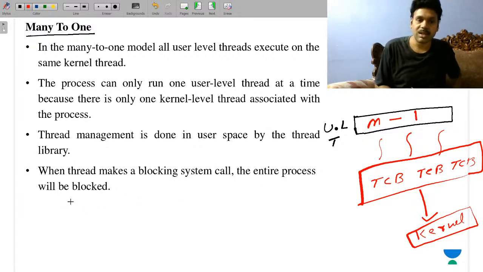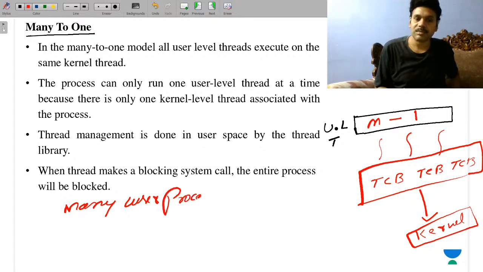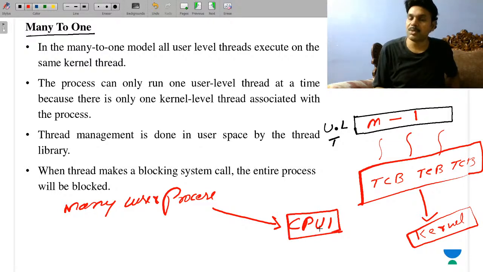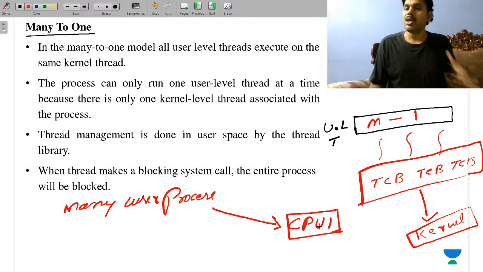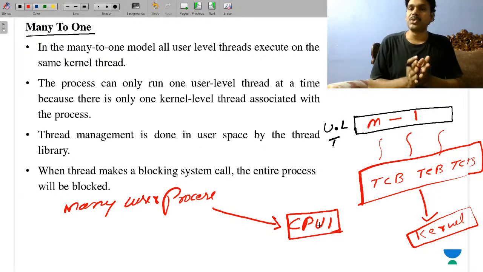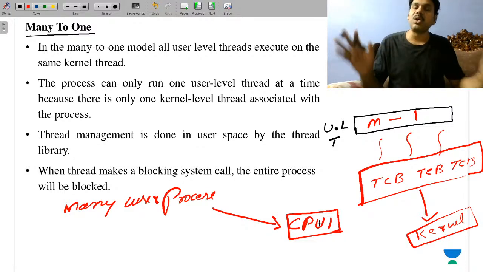Please understand. I have many user processes, but I have got only one CPU. Therefore, how many threads can you run at a time? Only one thread you can run at a time because I don't have multiple processors. When you have multiple processors, then you talk about the threading concept and fork concept. Otherwise, don't talk about this.